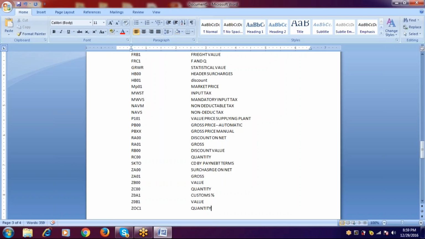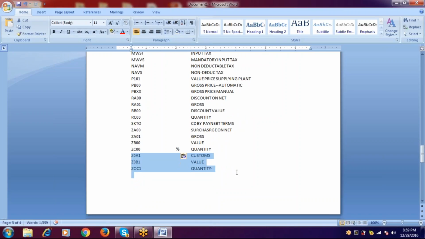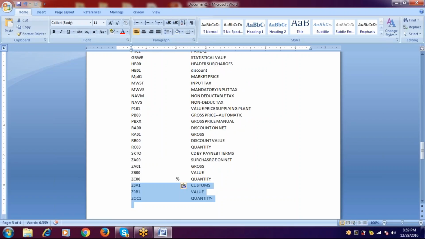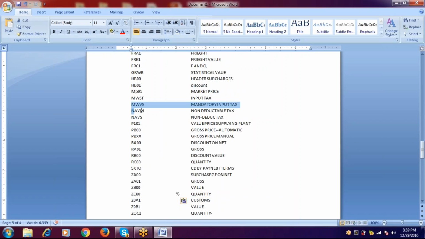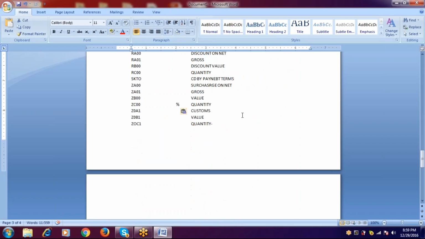And here, the tax details also come. Excise has been given now. Customs by value, quantity, dumping, and as well as input taxes. Everything has been covered in this pricing procedure.